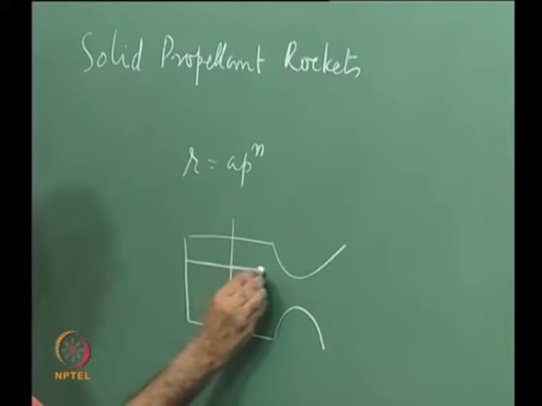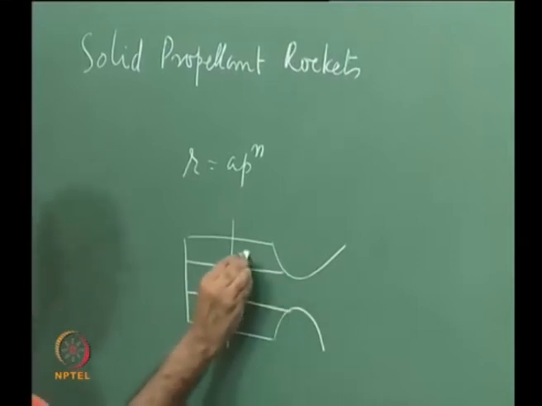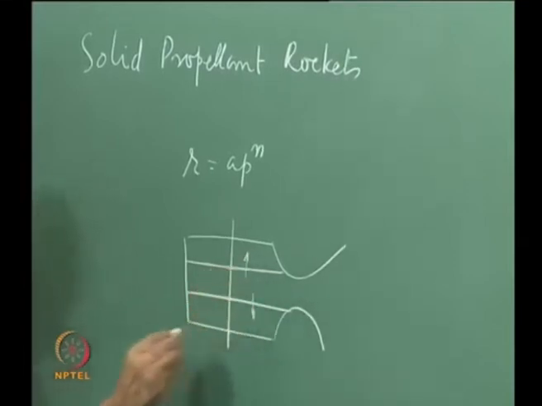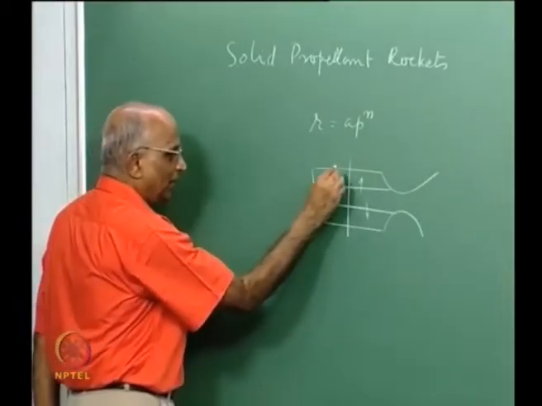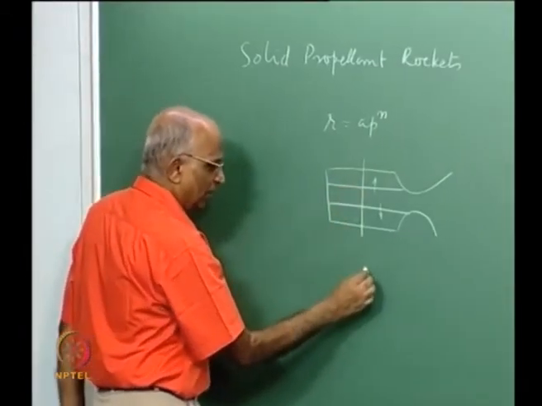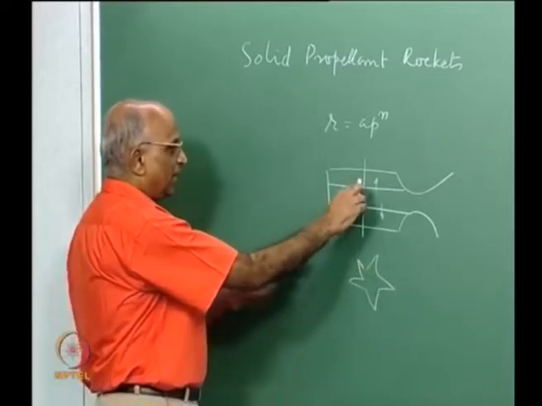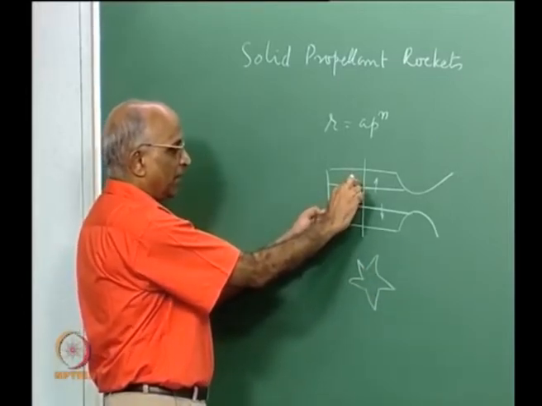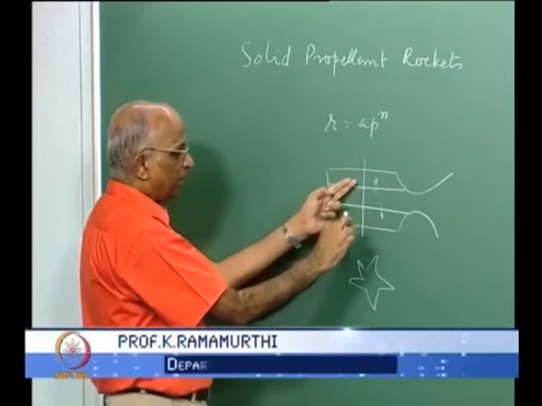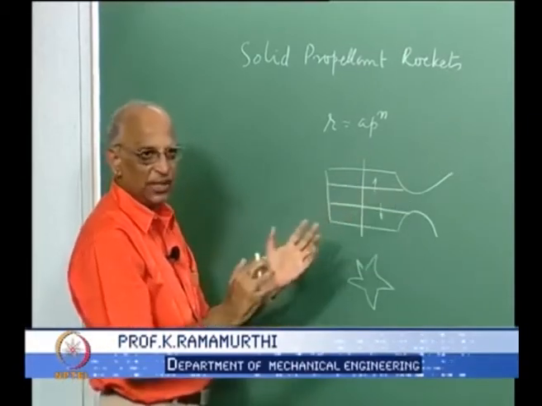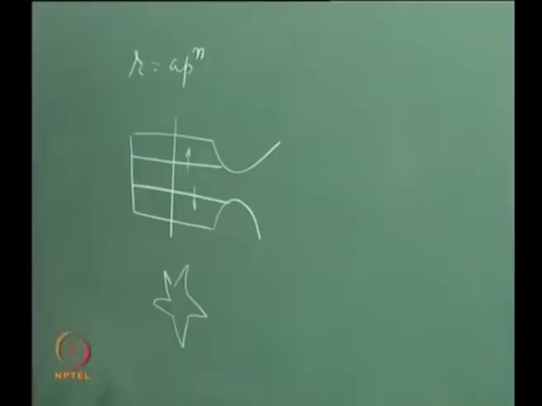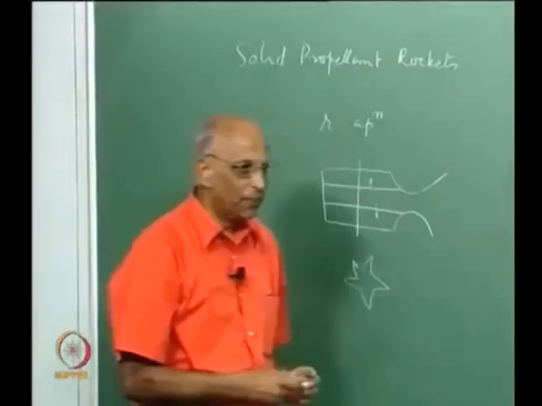We saw in the last class, maybe even if I have something which is burning internally and radially, I would like to wrinkle the surface into something like a star or some other configuration such that I get increased burning surface area and therefore increased pressure and therefore increased thrust. The aim is to get a large thrust. Therefore, let us quickly recap where we were.